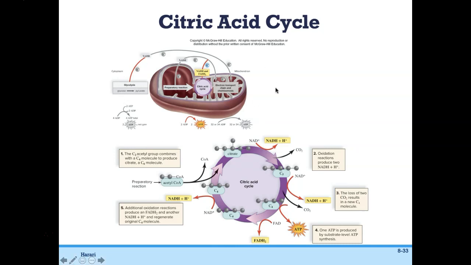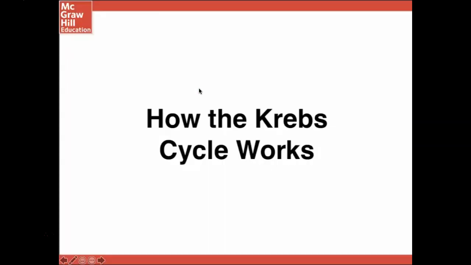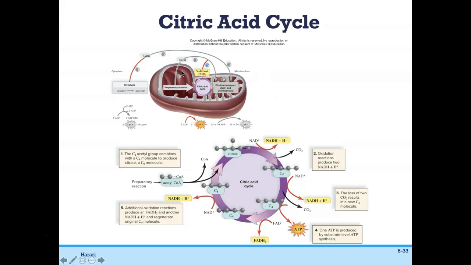So this is a good diagram to keep track of. We started with glycolysis in the cytoplasm. We put in our pyruvate. We did a prep reaction, the citric acid cycle, and now we're finally ready for the last and final part, which is the electron transport chain and chemiosmosis.